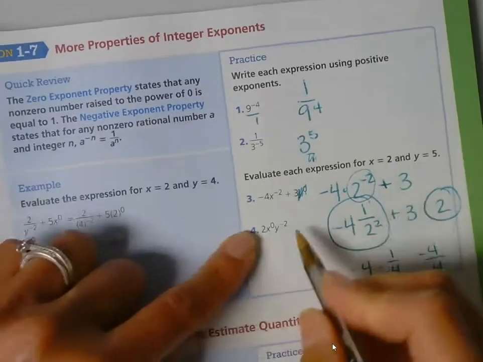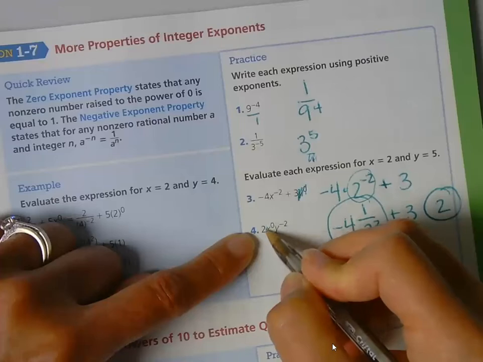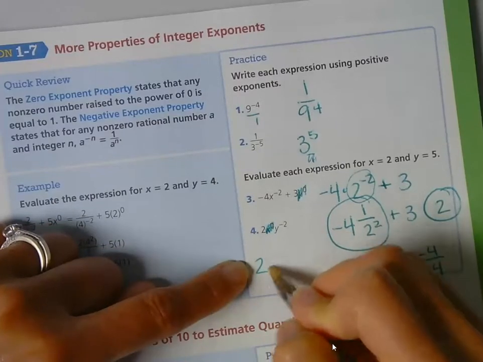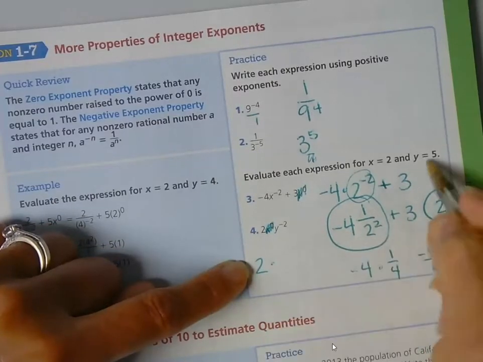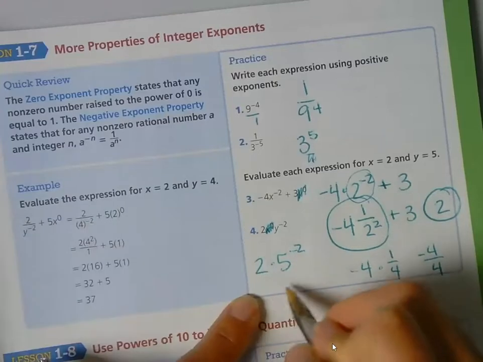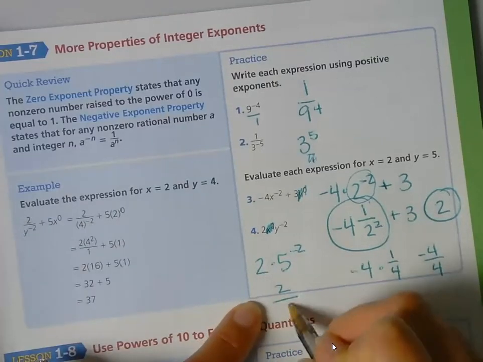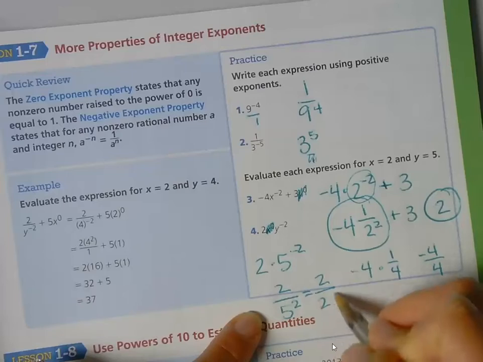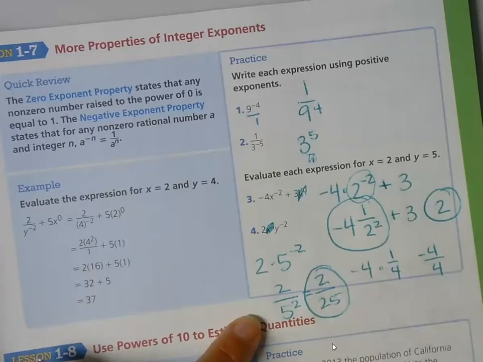Okay, this one here is my x to the 0, so I don't need that because that's going to be 1, so I'm going to cross that out. So I have 2 times, this time y is 5 to the negative 2. So 5 to the negative 2 needs to go on the bottom to become positive. And then 5 squared is 25. So your final answer should be 2 over 25.